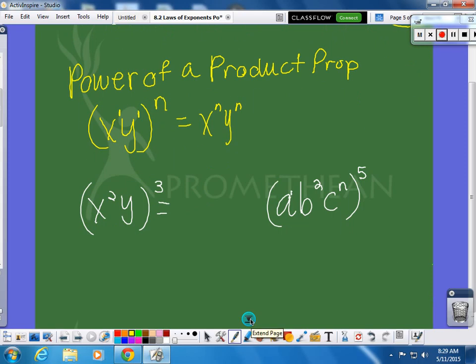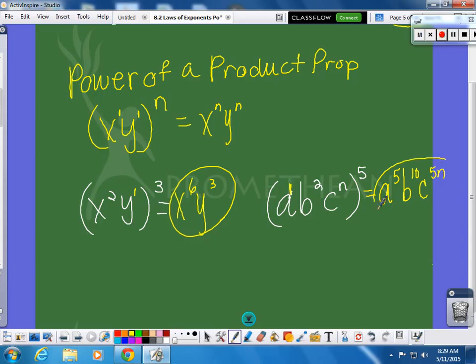Alright, so this would be x squared, y to the first, would be x to the 2 times 3, and y to the 1 times 3. A to the first, b is squared, c is to the n power, which is a variable in the exponent, but that's okay. That'll be a to the 1 times 5, b to the 2 times 5, and c to the 5 times the n. It's not hard stuff, is it?